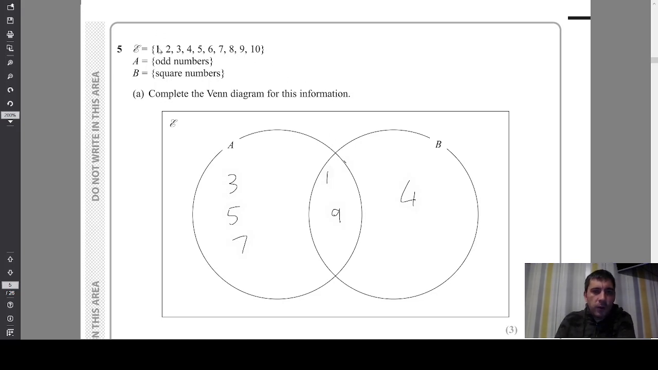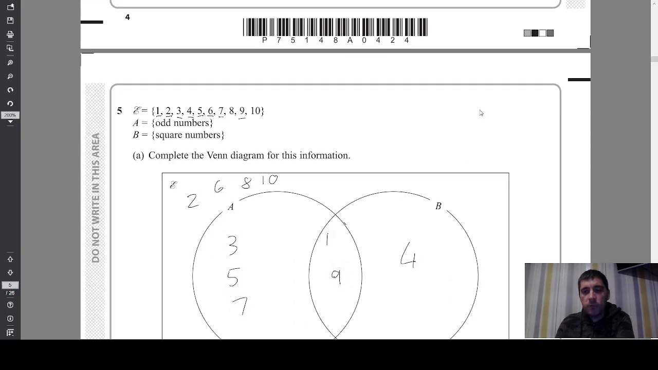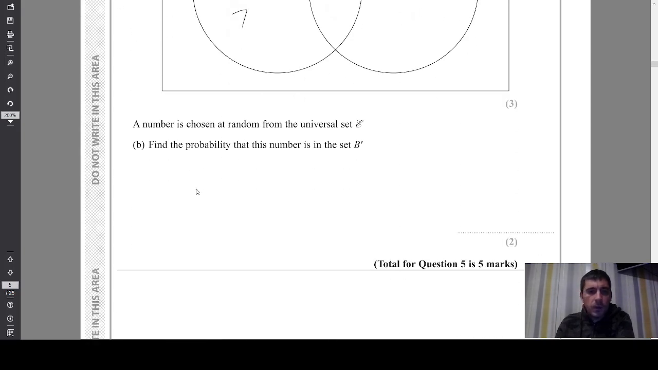So now checking which numbers I've used. I used 1, then all the odds, square, 7, and 9. So all the rest of the numbers need to be put outside of the circles. So we put 2, then 6, 8, and 10. So that would be 3 more marks. So altogether you're looking at 15 marks. So let's do 5 more. Probably we'll get those 2 marks here.